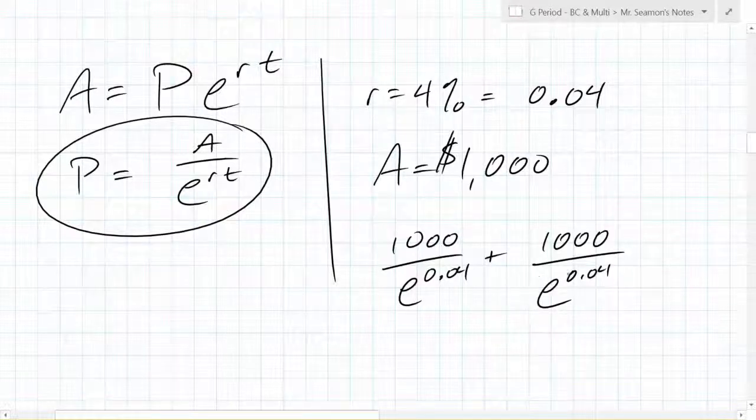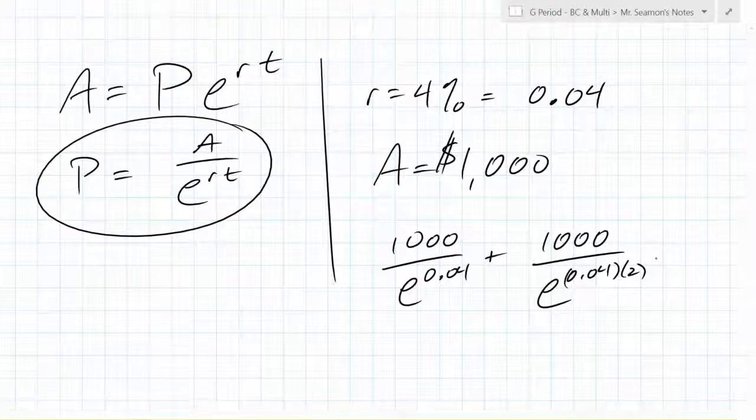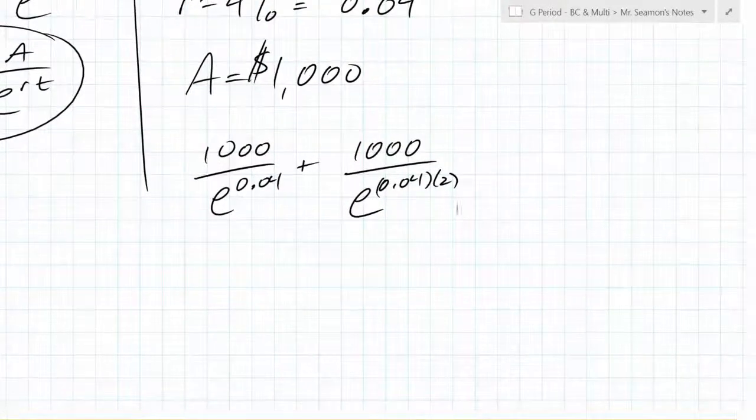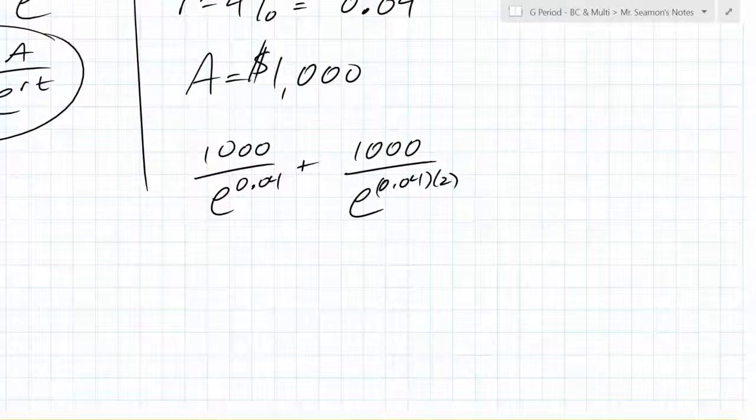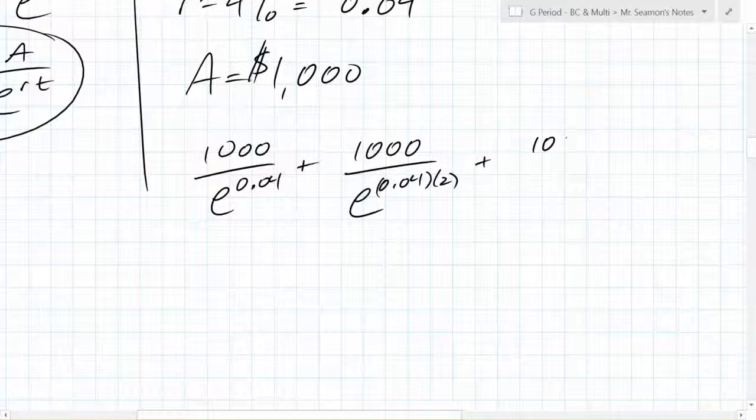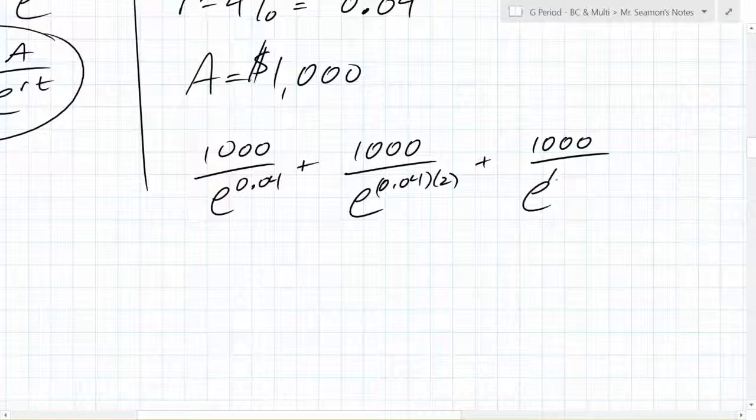What happens to this? This doubles, right? Times 2, because it'd be 2 years out. That would be the $1,000 you want in there at the end of 2 years. So what's the ratio between these two? The next one, just so you can get the third: 1,000 over e to the 0.04 times 3, right?